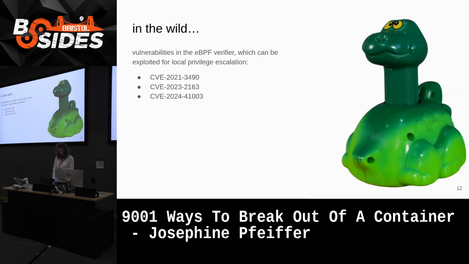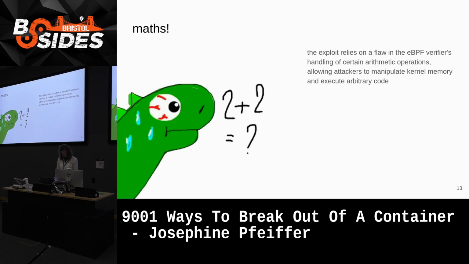So in the wild, there have been 3 high-profile CVEs associated with using eBPF as a means of breaking out of containers. One of them was disclosed quite recently by Google last month, and we'll be looking at an older one though. They all have one thing in common, which is the main thing that made them work was maths. So it works because of this arithmetic logic in the eBPF verifier.